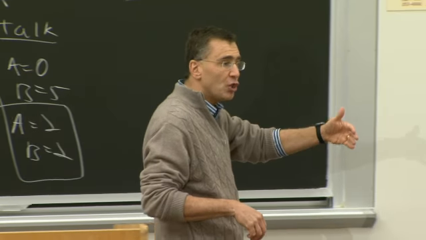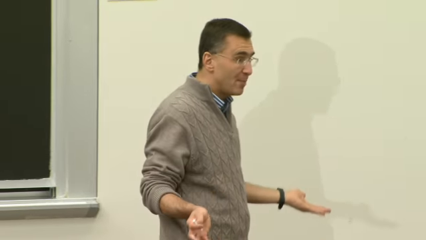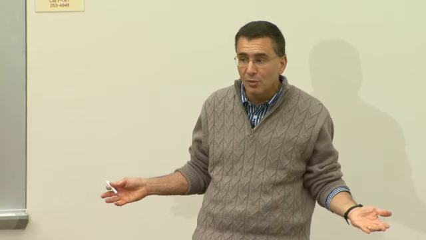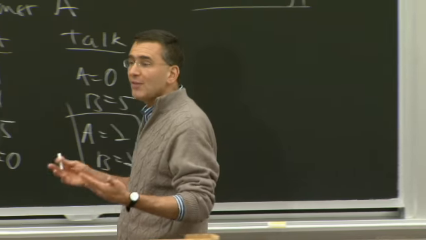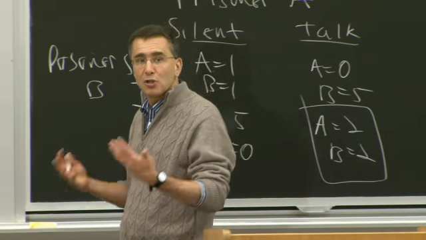Given that B has chosen to talk, A is talking. That's the profit maximizing thing to do. Given that A is talking, B is talking, that's the profit maximizing thing to do. So given the strategy the other player's chosen, that's an equilibrium.